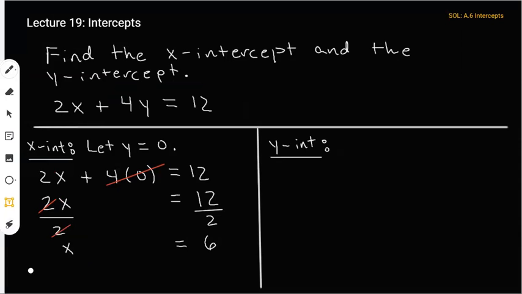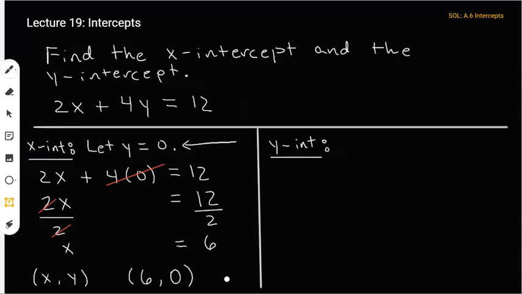When I write my ordered pair, I always put the x value first and the y value second. So my x value is 6. That's what we just found out. But what is my y value? That's going to be 0, because we already assumed that y was going to be 0 before we even started. So the ordered pair is going to be 6, 0.